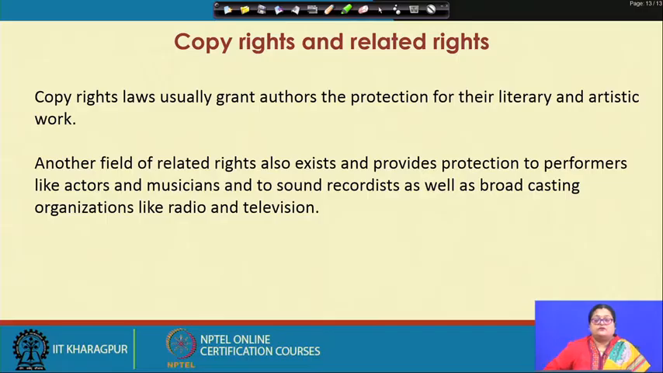So, till now we have been discussing geographical indications. We have discussed patents, trademarks, industrial designs, and geographical indications. All these four are related to the industrial property of goods or services.